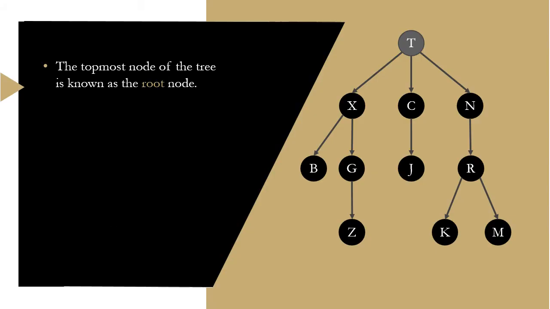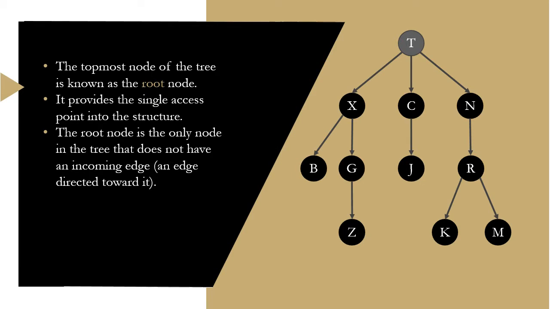The topmost node of the tree is known as the root node. It provides the single access point into the structure. The root node is the only node in the tree that does not have an incoming edge. The root of this tree is T.